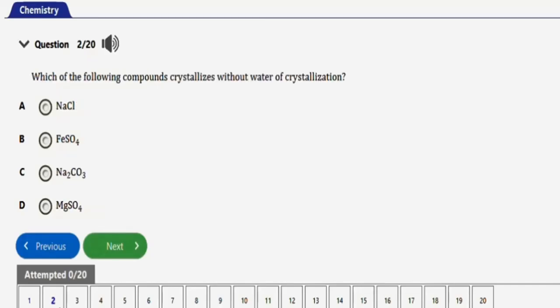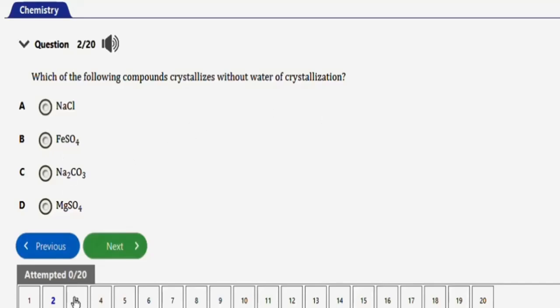Next question will be this one. It says which of the following compounds crystallizes without water of crystallization? We have sodium chloride, iron(II) sulfate, sodium carbonate, magnesium sulfate. So the right option will be option A, sodium chloride. It's a compound that crystallizes without water of crystallization.